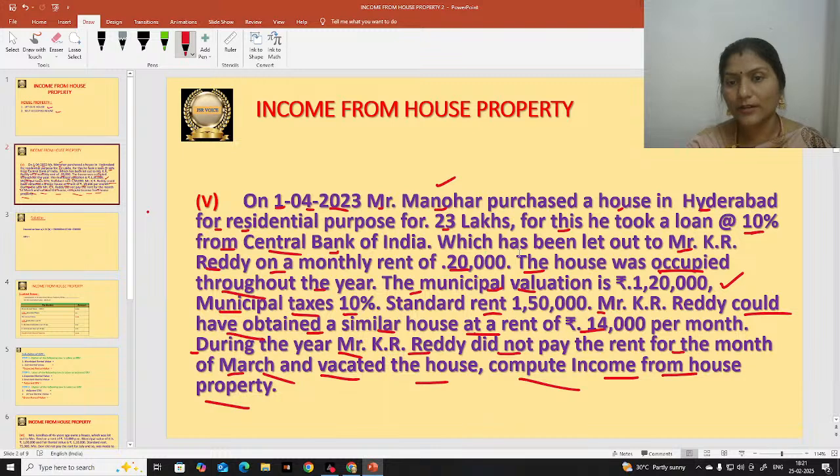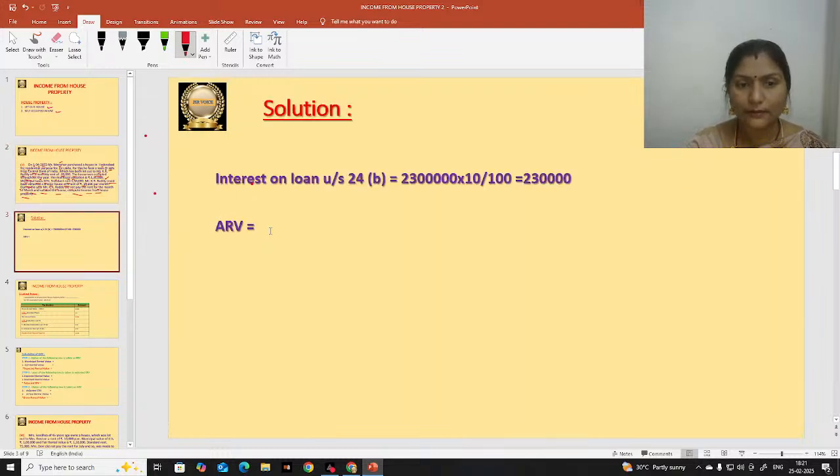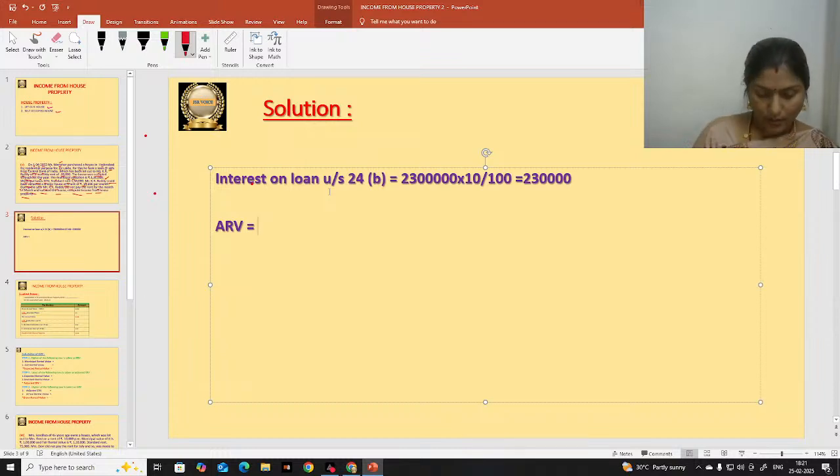The house was let out to Mr. K.R. Reddy on a monthly rent of 20,000 rupees. So monthly rent is 20,000. Monthly rent means actual rental value. Okay, 20,000 rupees into how many months rent actually he received.